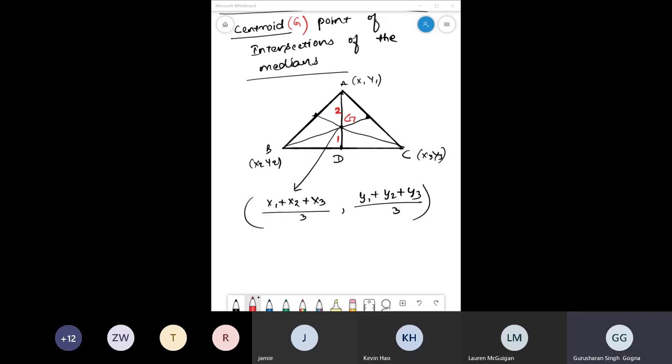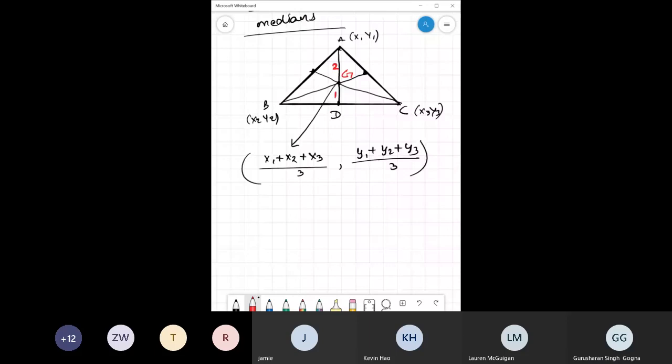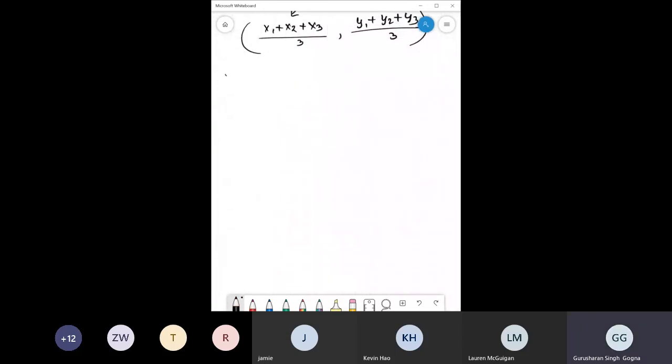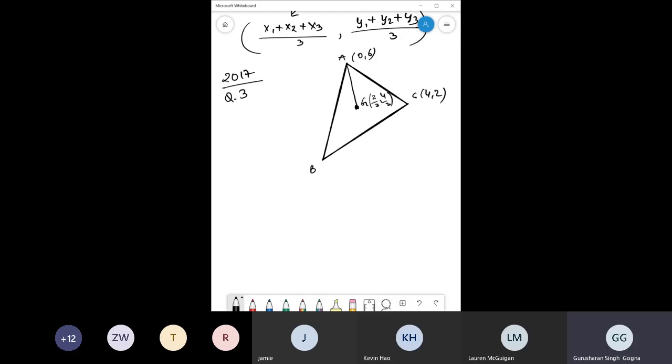2017, question number 3. So the diagram is something like this. This point is (0, 6), point A. This is point B, and this is point C, (4, 2). And the centroid is somewhere here. And the coordinates of the centroid are given as (2/3, 4/3). So this is all given in your question.